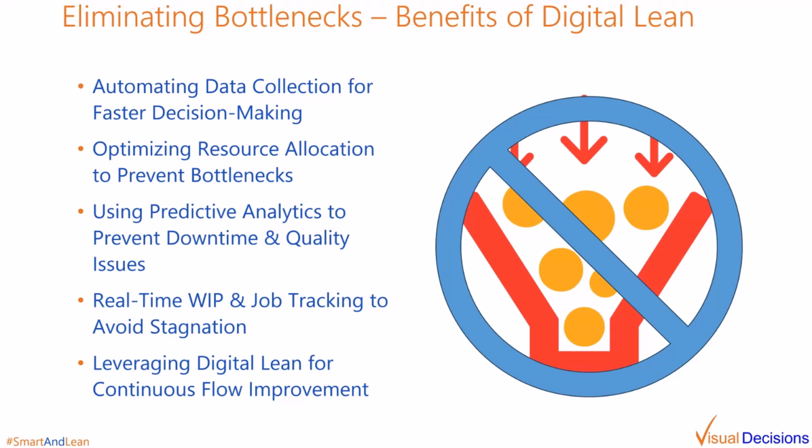Digital lean solutions can use RFID, barcode scanning, and WIP tracking to ensure that jobs move through the workstations at the right time. And finally, AI driven learning models can analyze production data over time, continuously refining processes to eliminate inefficiencies. This ensures that bottleneck management is an ongoing data driven practice rather than a one time improvement effort.